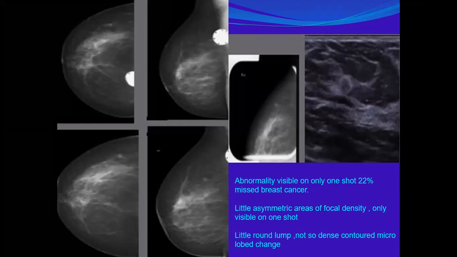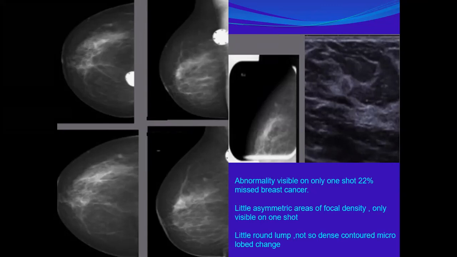a small focal asymmetry in the outer CC, not well appreciated in MLO. So it represents an asymmetry, so it's probably benign. Or consider just an asymmetry, and the second round screening mammogram or a follow-up mammogram will demonstrate. The second row, the lower lobe, it is appreciated in both. So it is a focal asymmetry.